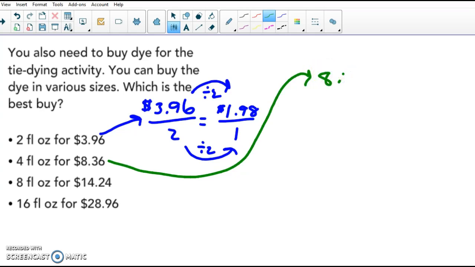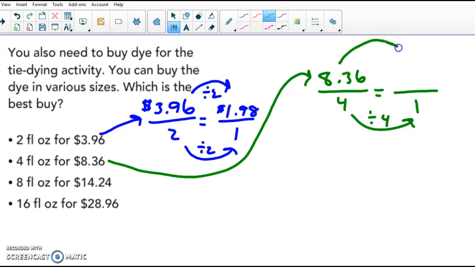So we could do $8.36 per 4 ounces. So that I can compare, let's make a unit rate. So I'm going to divide the top and the bottom both by 4. $8.36 divided by 4 is $2.09 per ounce. Not a better buy.